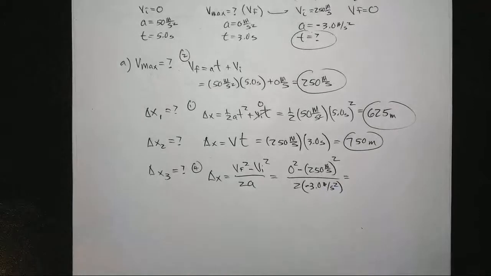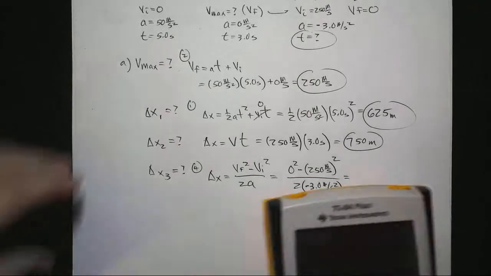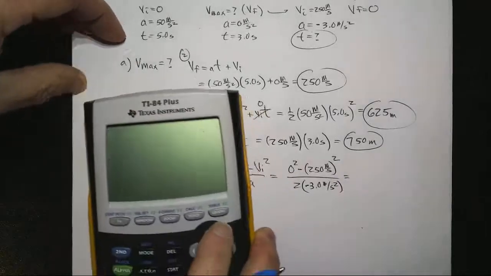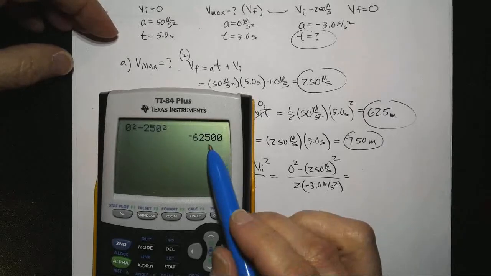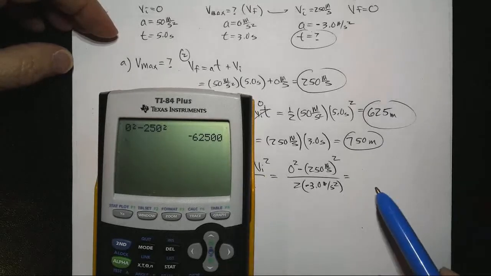Okay, if we do some number crunching here, we will find out. Bring our trusty calculator into the mix here. We'll take 0 squared. Let's turn this thing on first. Clear it. 0 squared minus 250 squared. Now I like to get a number at this point. That's going to be minus 62,500. That's meters squared per second squared.